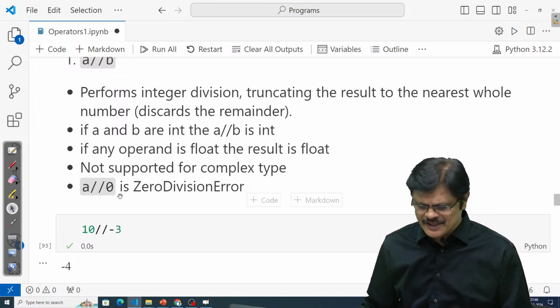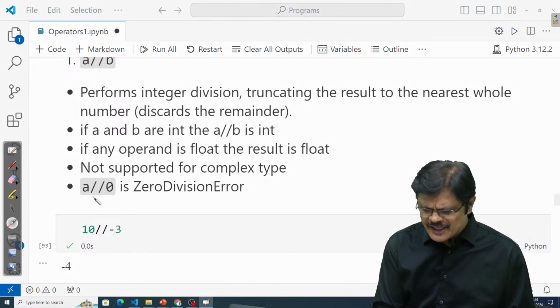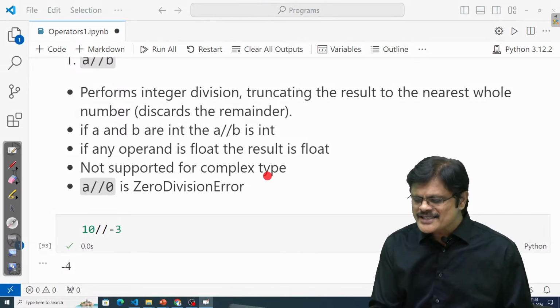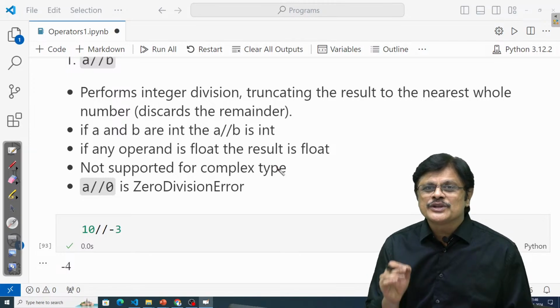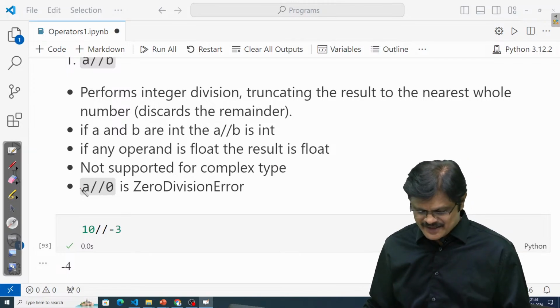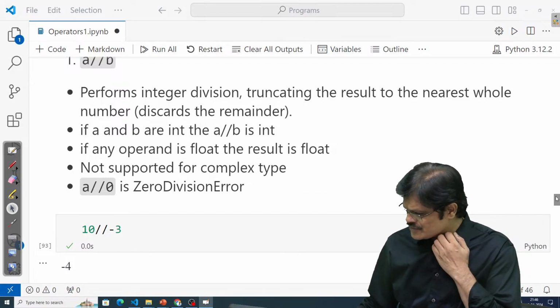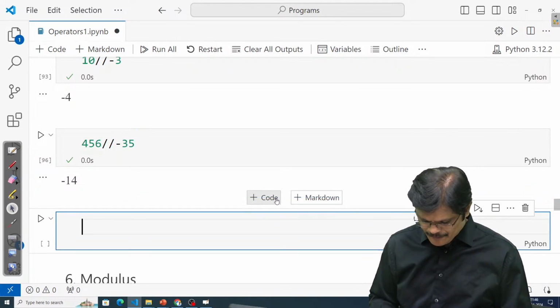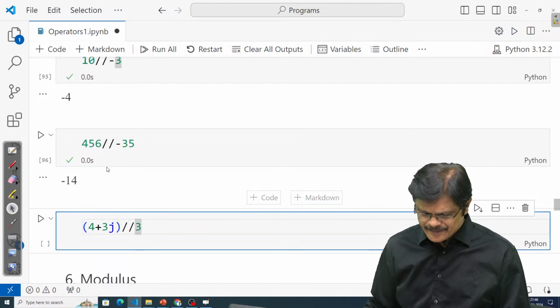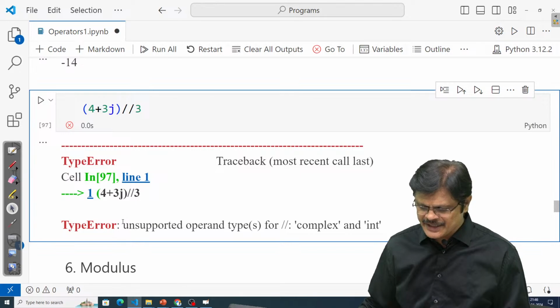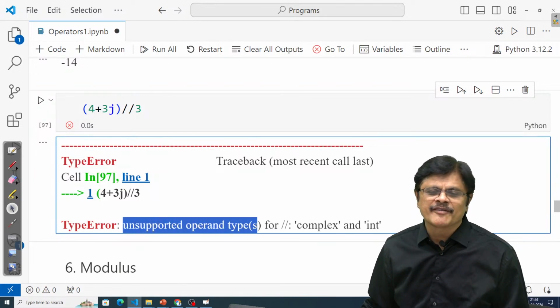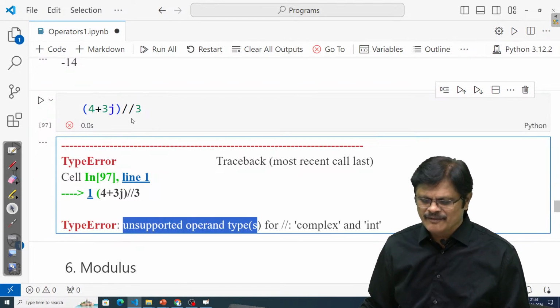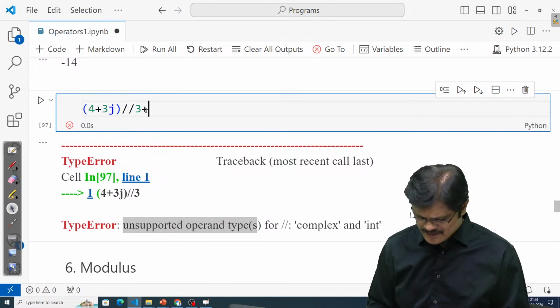So this is about floor division. Division by 0 gives you a ZeroDivisionError, and it is not supported for complex types. You cannot do floor division for complex numbers, my dear friends. The floor division is not allowed for complex numbers. For example, if I want to do 4 plus 3j floor division 3, it gives an error, because it is not supported for complex. Please note that floor division is not supported for complex. What if I do 4j?